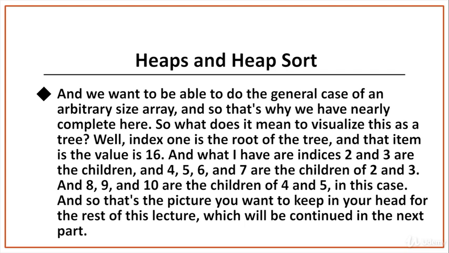So what does it mean to visualize this as a tree? Well, index 1 is the root of the tree, and that item is the value 16. Indices 2 and 3 are the children of 1, 4, 5, 6 and 7 are the children of 2 and 3, and 8, 9 and 10 are the children of 4 and 5 in this case. So that's the picture you want to keep in your head for the rest of this lecture, which will be continued in the next part.